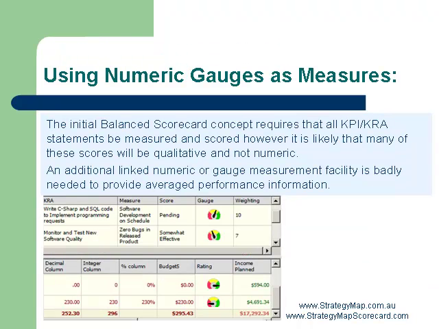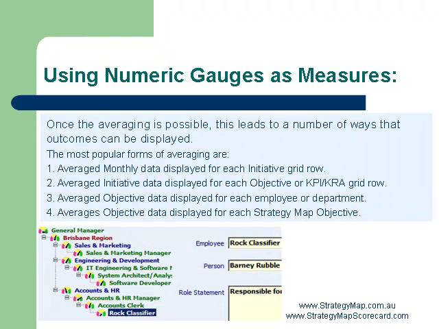Using average numeric measurement gauges. The initial balanced scorecard concept requires that all KPI or KRA statements be measured and scored. However, it is likely that many of these scores will be qualitative and not numeric. A parallel numeric measurement facility is badly needed, as this can be used to provide averaged performance information. Once the averaging is possible, this leads to a number of ways that outcomes can be displayed.